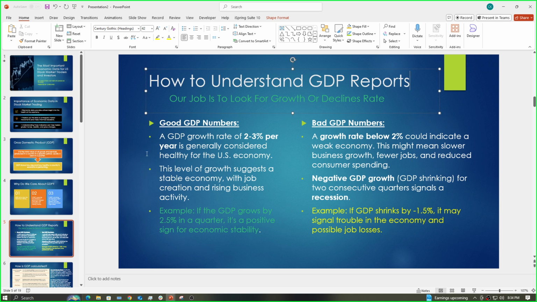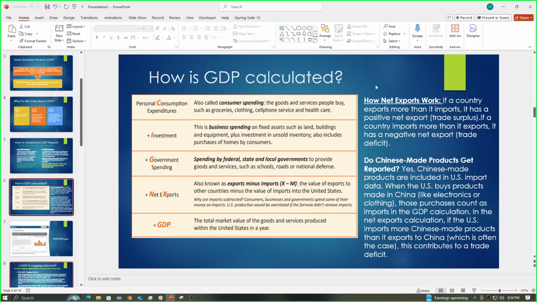Now, how do you calculate the GDP? All right, how do you calculate the GDP? The calculation is basically consumer spending, investment, government spending, and net export. So consumer spending plus investment plus government spending plus net export equals GDP.